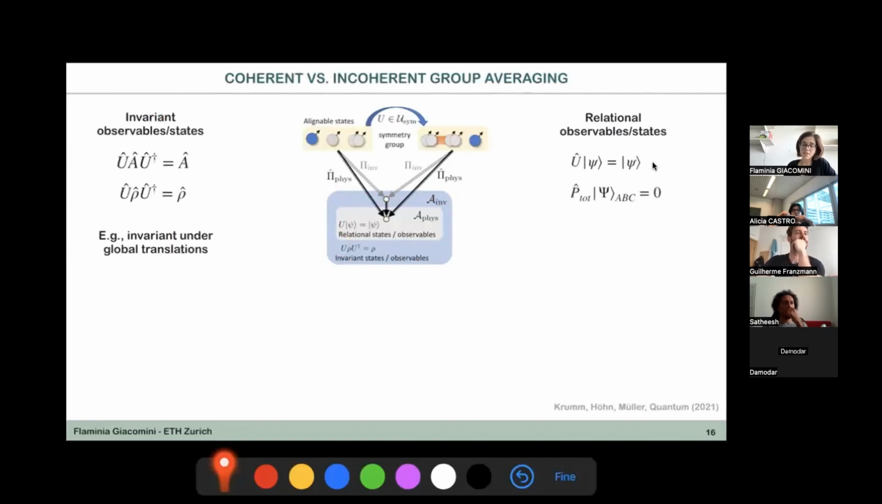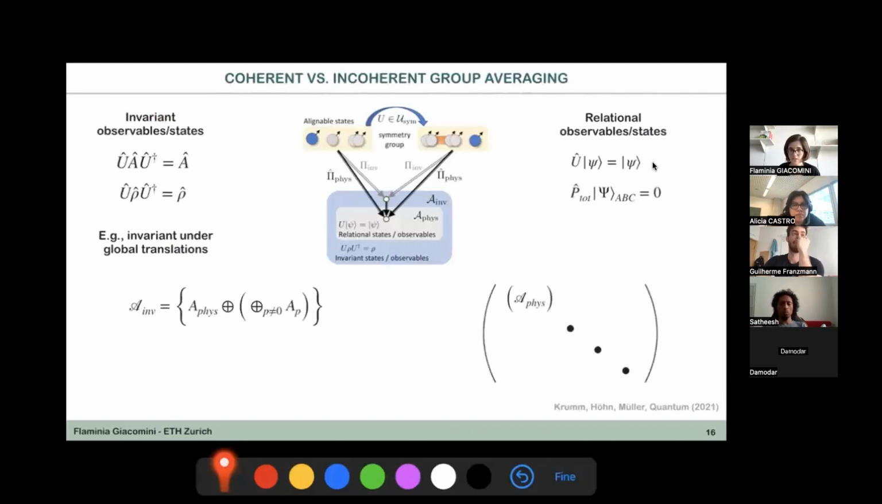So it's a more general condition. Maybe let's consider the example of the total momentum, which is a little bit more intuitive. It's as if, instead of considering only the total momentum equal to 0, which defines what I have done here and in the previous slide, which is just this particular Hilbert space, I have a direct sum decomposition into different sectors, each of which has some momentum that is different from 0.